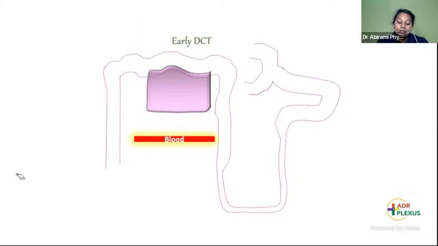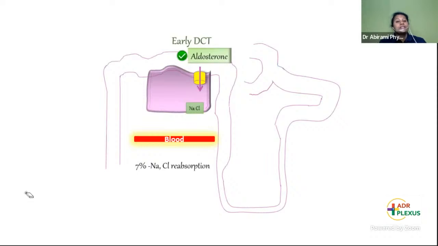In the early distal convoluted tubule, 7% of sodium chloride reabsorption takes place, and it takes place through a single channel, the sodium chloride channel, through which sodium and chloride are reabsorbed. And what is that hormone which enhances the activity of this channel? A very important hormone, aldosterone. From where is aldosterone produced? Yes, which gland produces aldosterone?